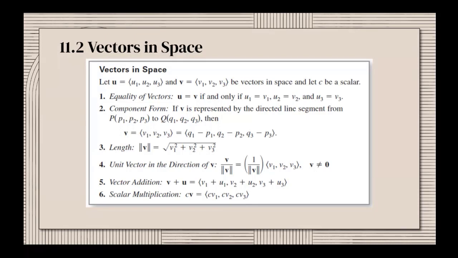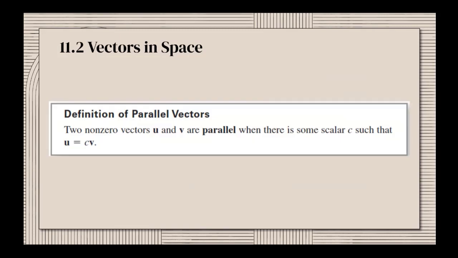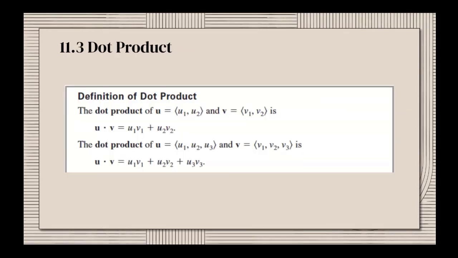And then there are other properties of vectors, such as vector addition and scalar multiplication, that we will get more into as we do some more practice problems. So next we have the definition of parallel vectors, and this just states that two vectors are parallel when one of the vectors is a scalar multiple of the other one. So that is the definition of a parallel vector.